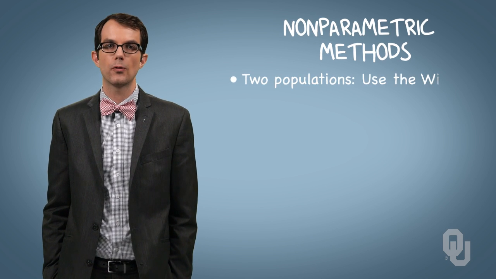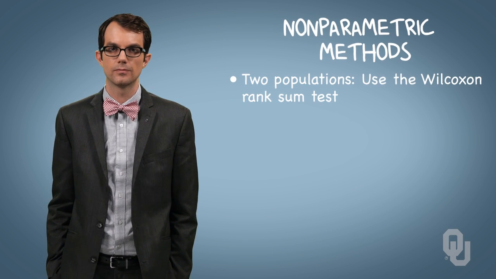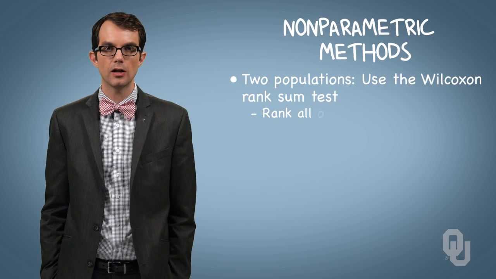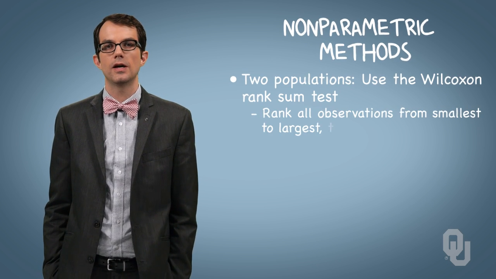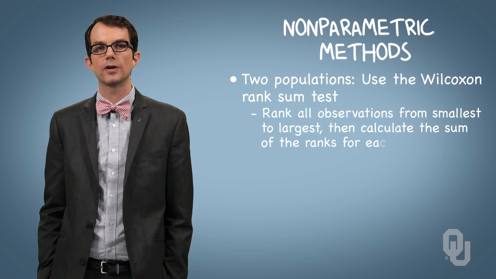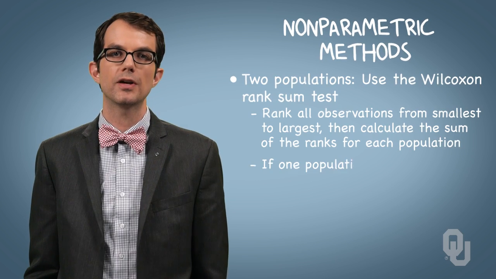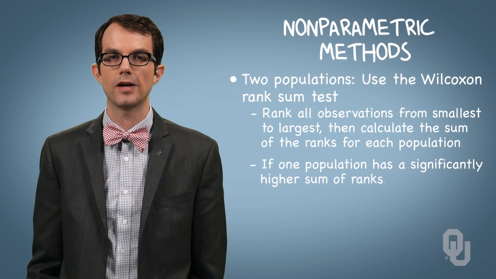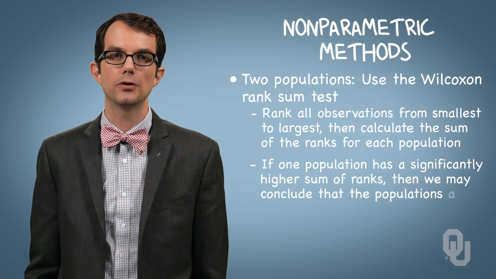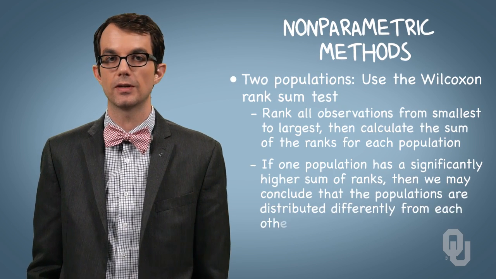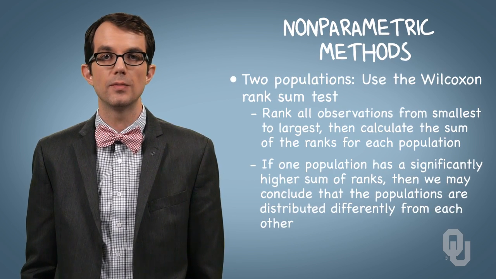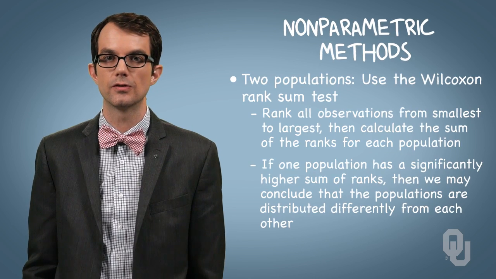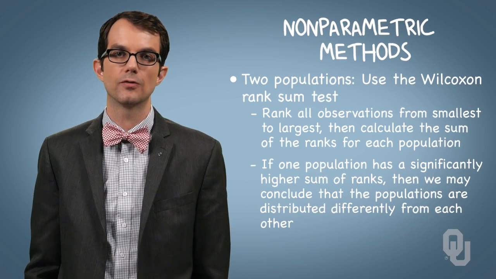We use a similar philosophy with 2 populations, where we employed the Wilcoxon rank sum test. In this test, we rank all observations from smallest to largest, then we calculate the sum of the ranks for each population. If one population has a significantly higher sum of ranks than another, then we might conclude that the populations are distributed differently from each other. The idea being that similarly shaped distributions would have a similar sum of ranked observations.